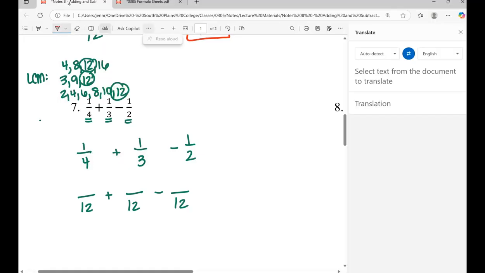So in my 4 list, it took 1, 2, 3 groups. So multiply by 3, top and bottom. In my 3 list, that one comes next. It took 1.